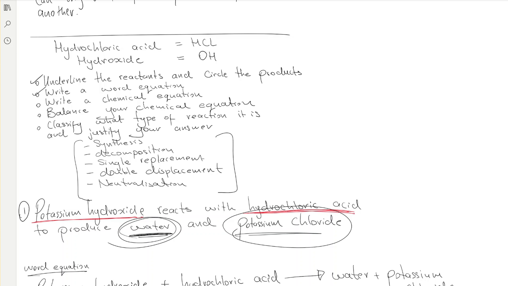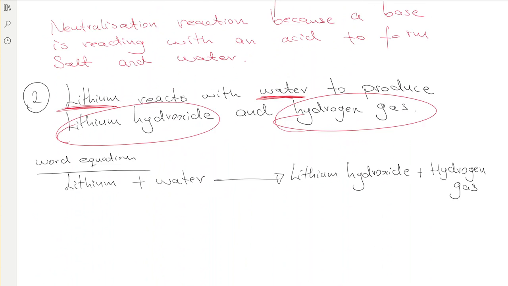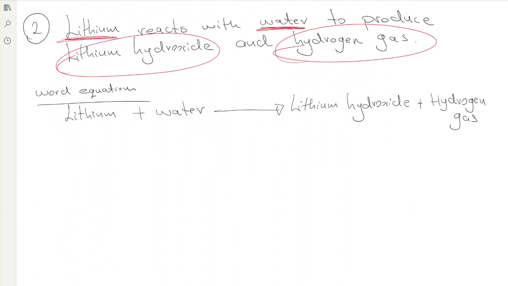Now the third part, write a chemical equation. Now this is where it gets tricky. So I've shown you how to write these formulae. Lithium, you go to the periodic table, is Li, water, H2O. To produce lithium hydroxide is LiOH, remember hydroxide is OH. Hydrogen gas, remember, is H2, because it's a gas. Whenever you hear gas, know it's diatomic, meaning it's 2 molecules together. So 2 molecules of hydrogen is H2. Okay, word equation done, chemical equation done.